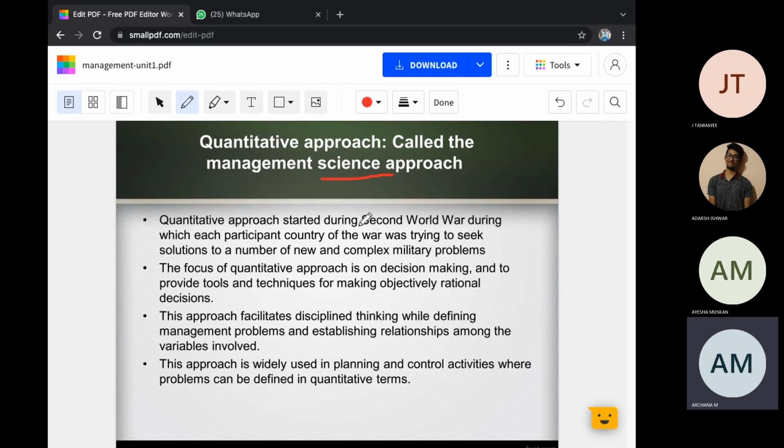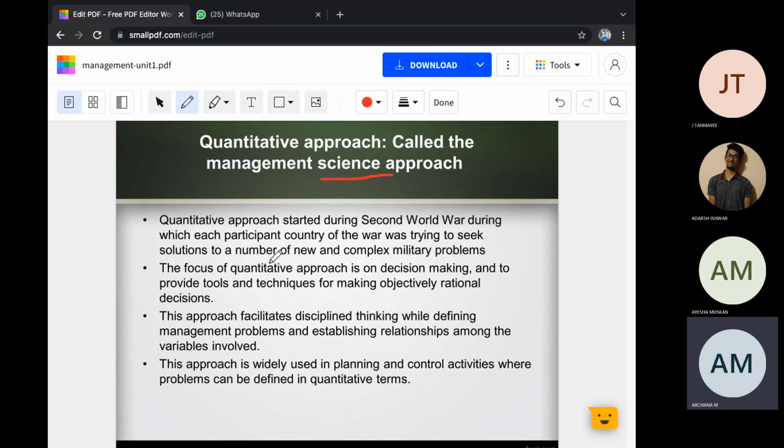What is this? Quantitative approach started during the Second World War, during which each participant country of the war was trying to seek solutions to a number of new and complex military problems. When there was a war, they had many military problems. That time they came to understand this quantitative. What is that? In the military, you are in a war and you have to fight with another country. What happens? You should have a good number of army people, you should have a good number of weapons. That is what quantity. Then only they understood what quantity is.